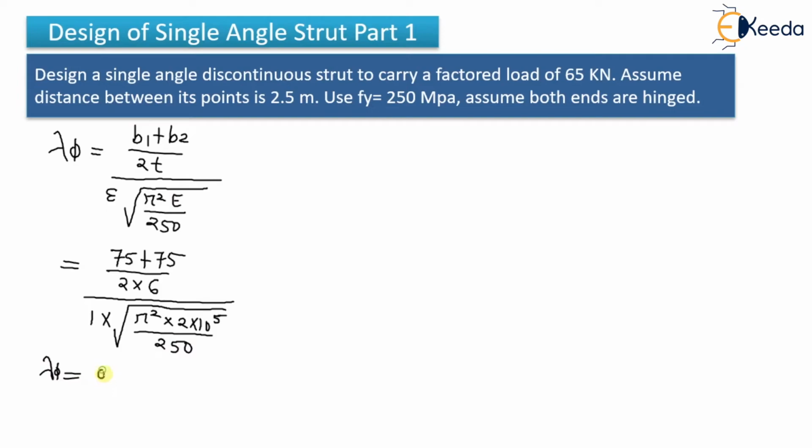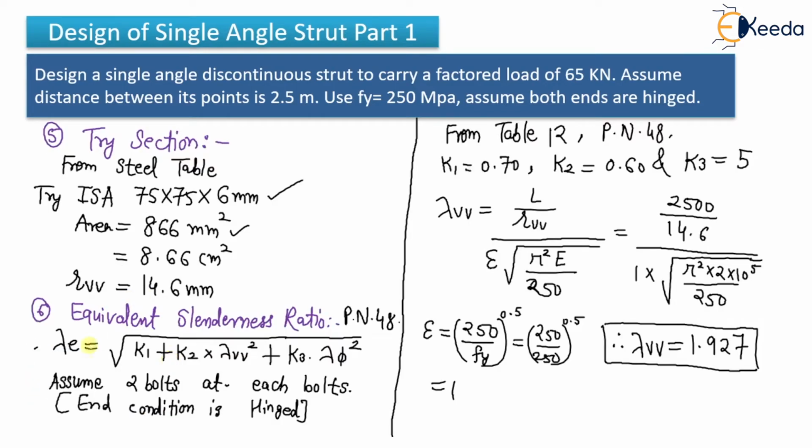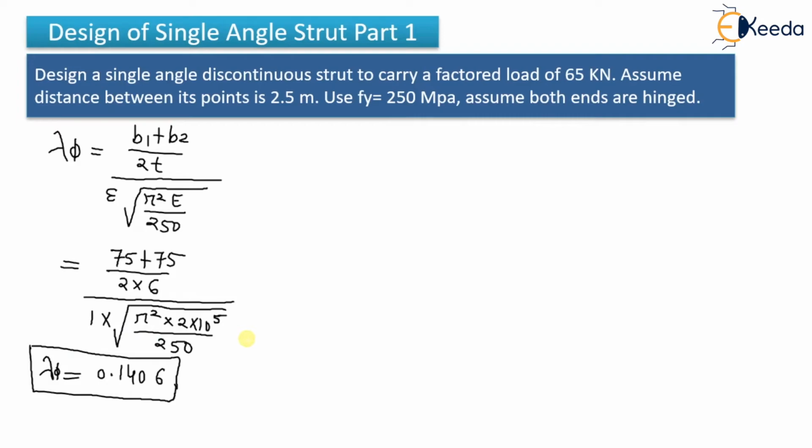So what will be the value of lambda phi then? It is 0.1406. Now we got all the values. You can easily put these values and find out this lambda E, K1, K2, lambda VV and so on. So I'll put those values and find out the value of lambda E.